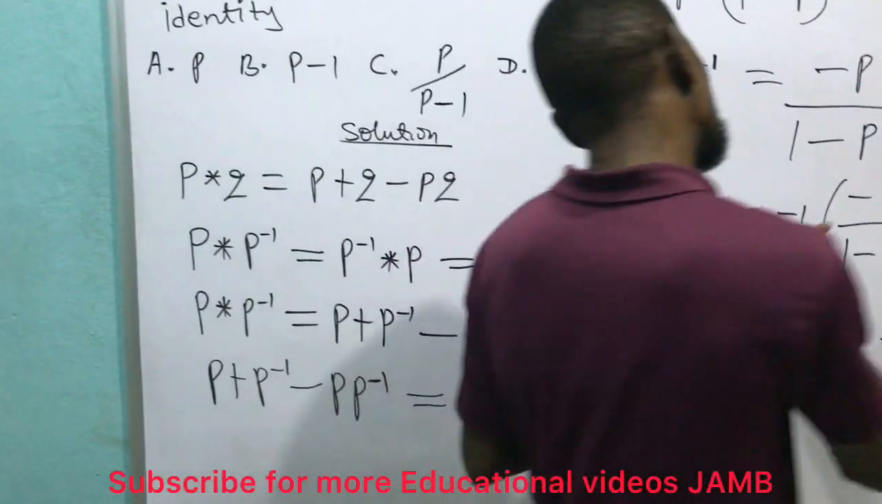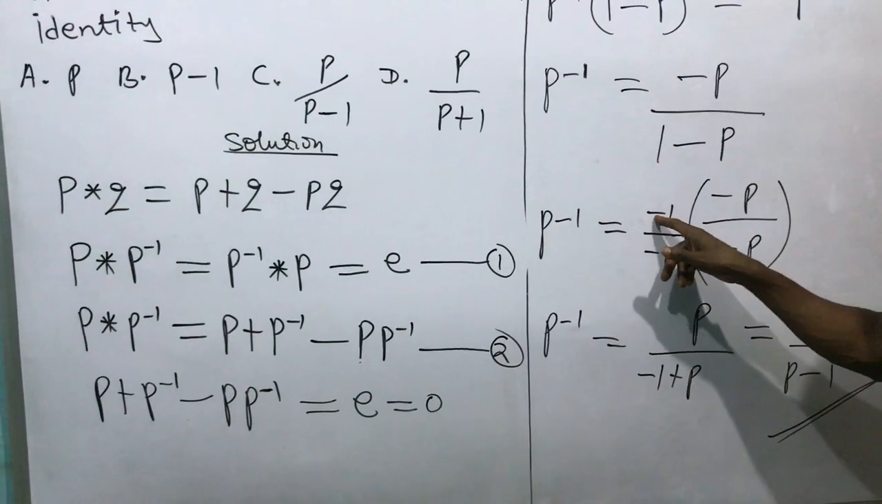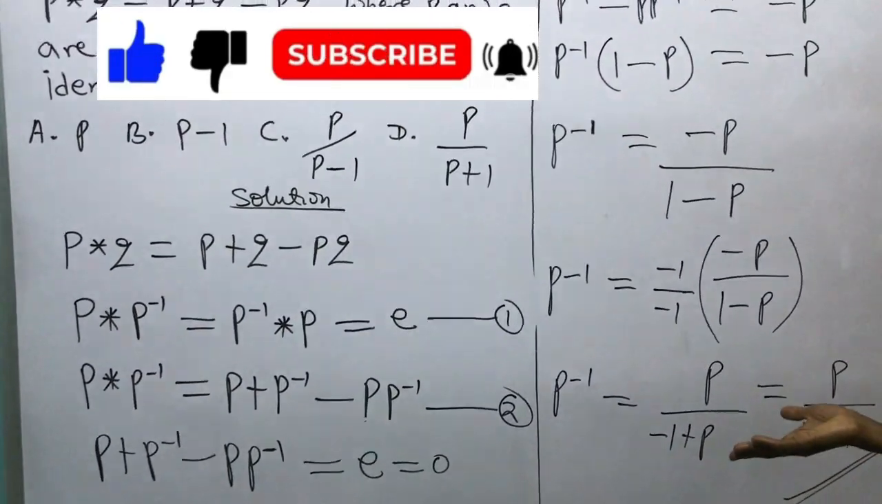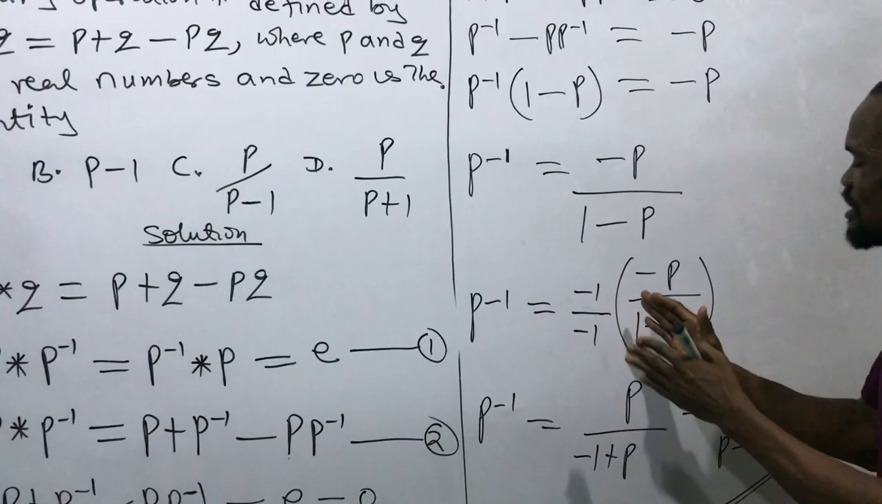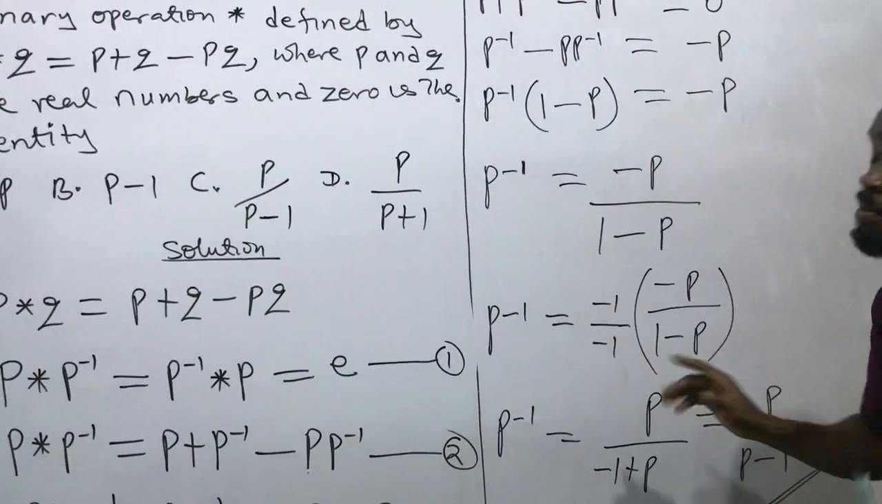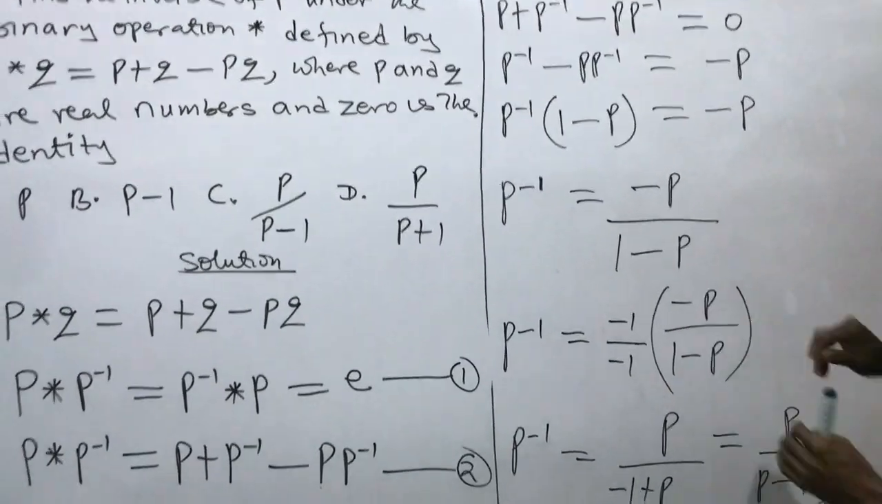And why did I multiply this? I know that minus 1 over minus 1 will give me 1. I have not changed anything. So what I needed to do is to clear the effect of this minus. That's why I did minus 1 over minus 1, to clear the effect of this minus.